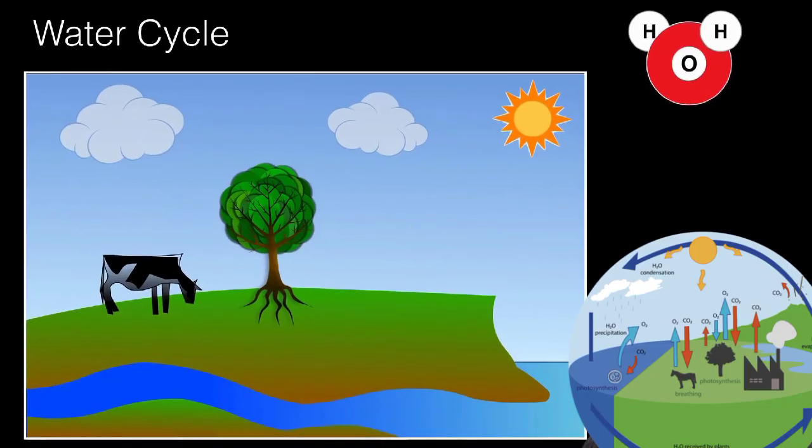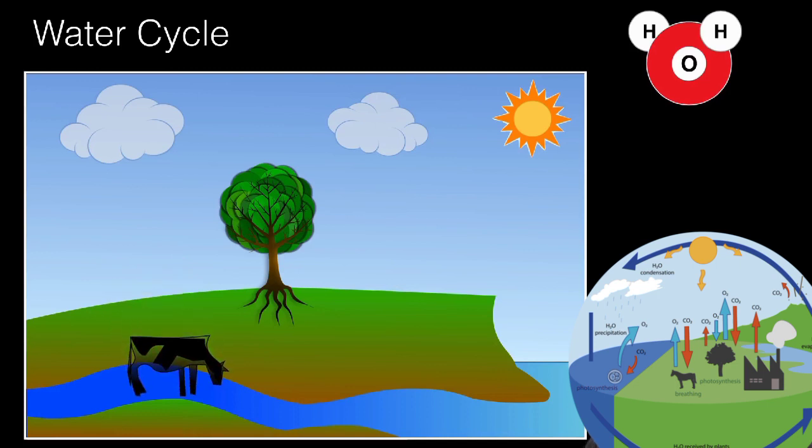So let's start with the water cycle. How do plants get water? They are going to take it in through roots. What about the cow? They simply drink the water. But how does it move through the abiotic parts of our planet?